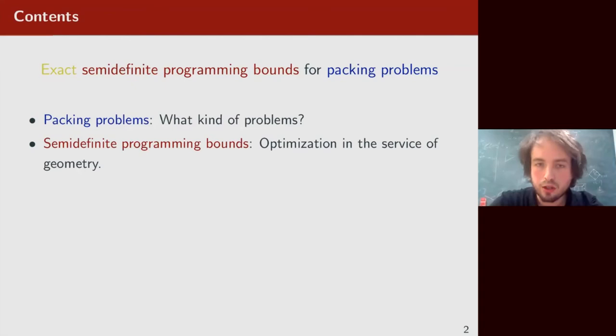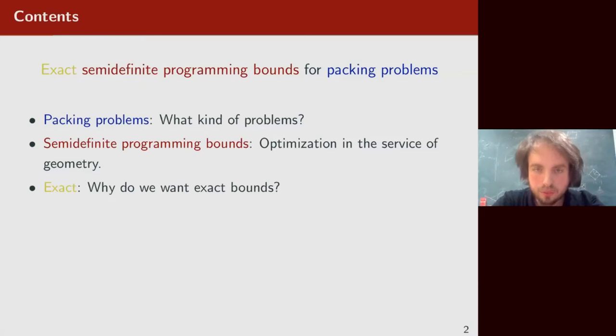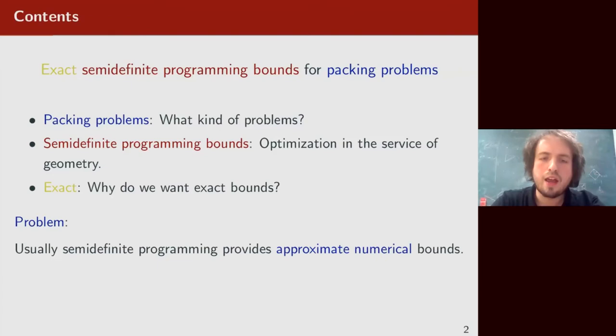And then I will focus more on this project, and especially on why we care about having exact bounds, to prove the uniqueness of some optimal configuration. And then in the last part of the talk, I will mention what we do and what the technical issues are, which is more algorithmic actually. But still I want to spend some time on the geometric background.